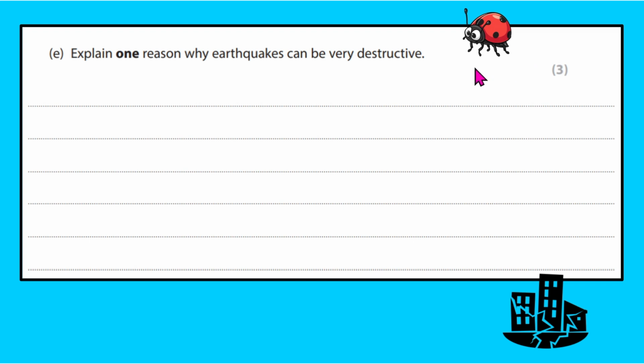So bug, box the command word, underline the keywords, and glance at the mark. So let's do that now. Explain, reason, earthquakes, destructive. Yep, once we've underlined it, the question becomes a lot more simple. Causes, earthquakes, destructive. Then we glance at the marks, and we see it's 3 marks, which then means point, because, as a result. So our point that is developed a further 2 times to pick up those second 2 marks.